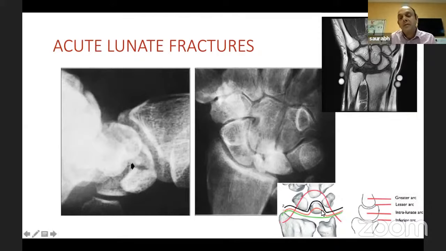On the other hand, and we're going to see a bit more in perilunate actually, sometimes, as I've shown here, you can have an intralunate arc. So the fracture can just go through lunate and just come out. So you can have an acute lunate fracture. Of course, again, you need a dorsal approach to fix those.